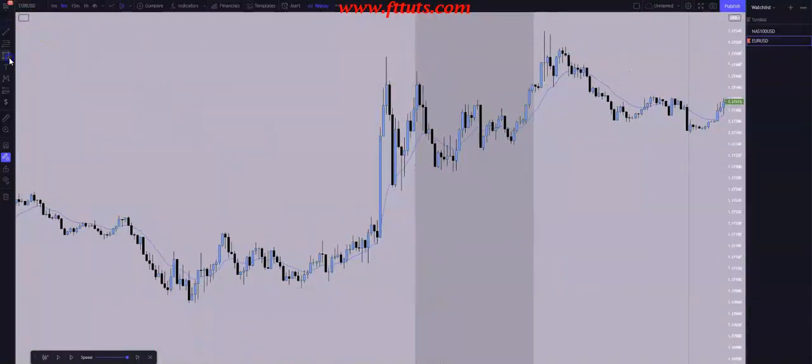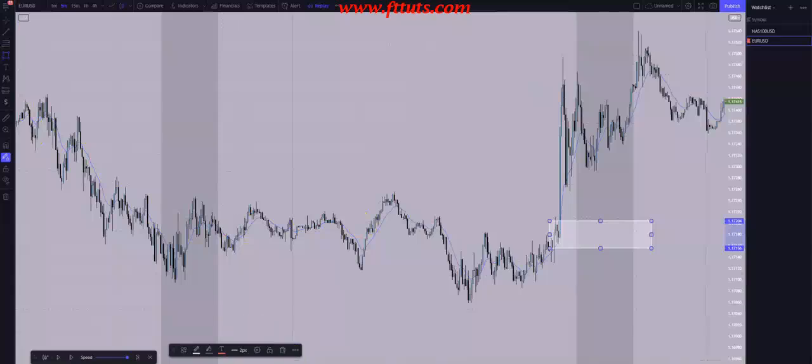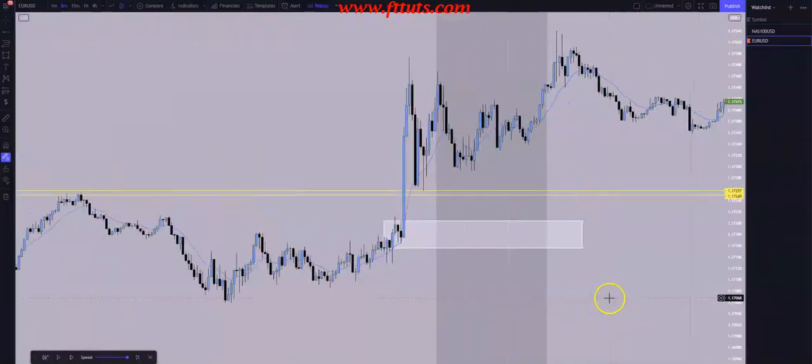Okay, now look at this, for instance. The move started right here. Did it ever come back to this area? Absolutely not. But it also came back to a support. So again, you have to be prepared for both. You have to be prepared for both.